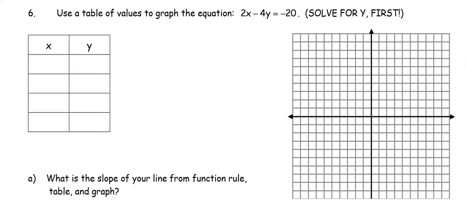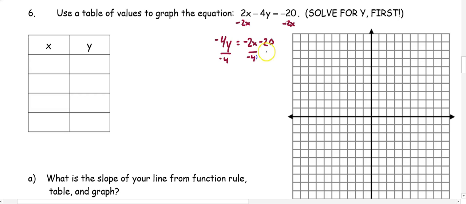So number 6, we need to solve for y first. So the first thing to do in order to solve for y is we are going to subtract 2x from both sides. -4y equals -2x minus 20. And when I divide by -4, I get y equals 1/2 x plus 5.